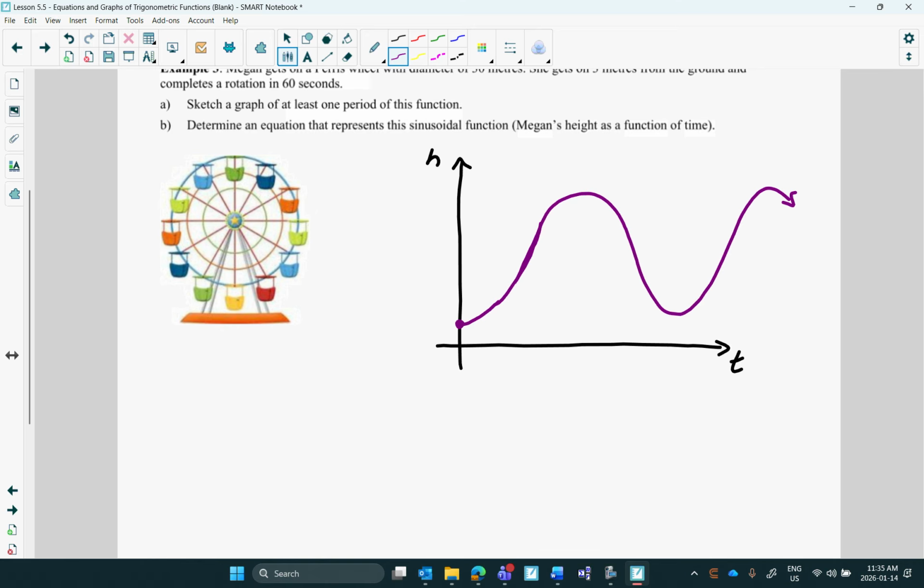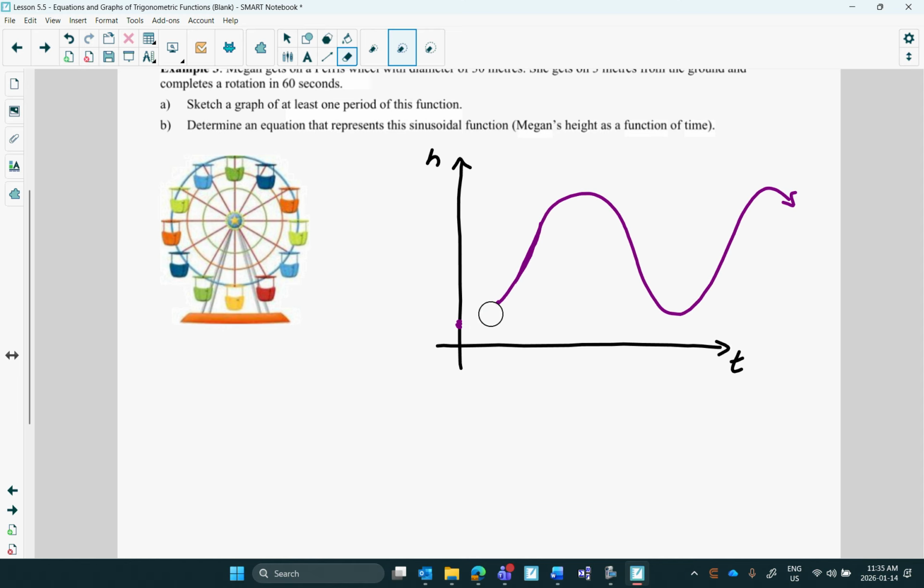Okay? Do I put an arrow here? No. Why not? No, this is the starting point. You can't go back in time. You can't go negative time. Okay, so it's going to look like that. But we need specific values. I want to know exactly where this is. I want to know exactly where this is. I want to know exactly where halfway is. And I want to know the length of time I should write down.